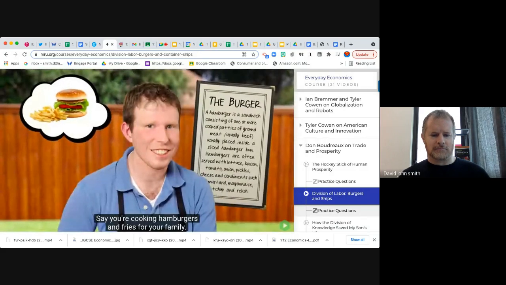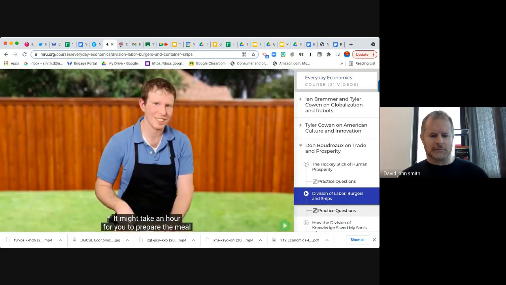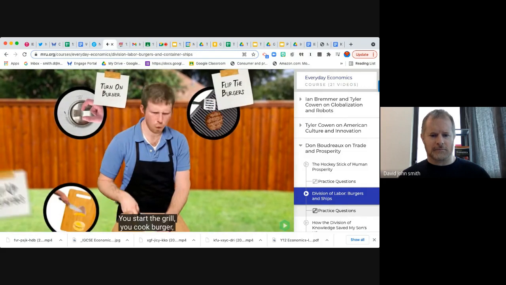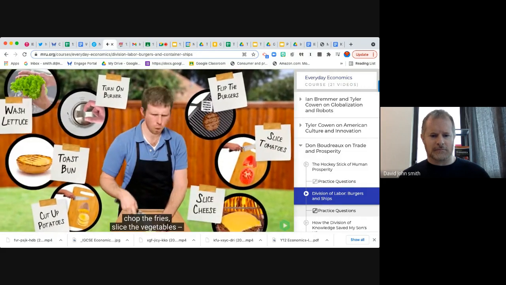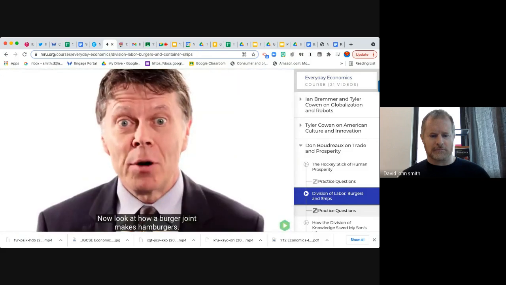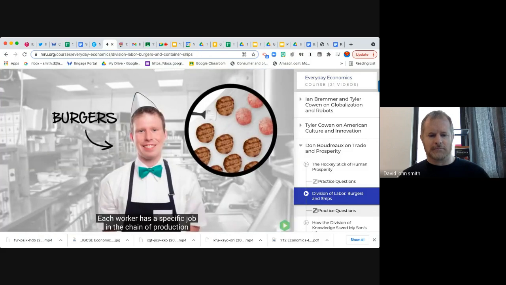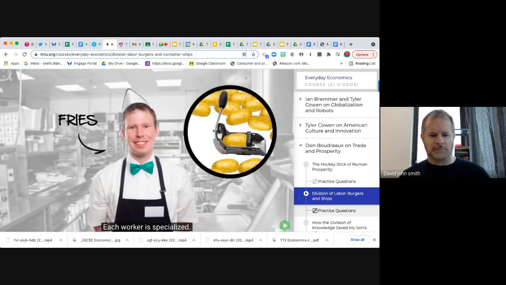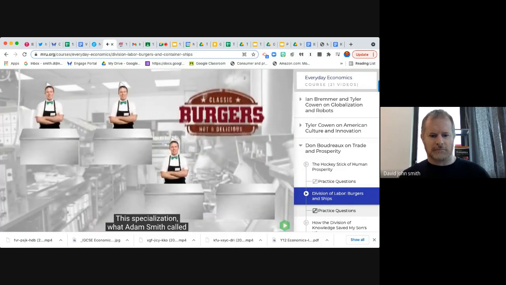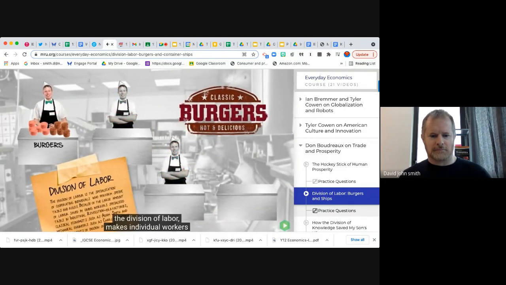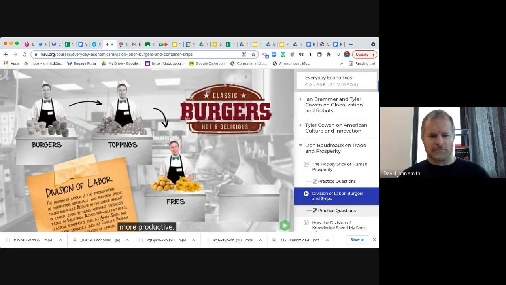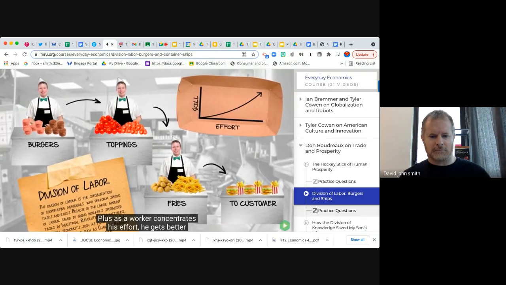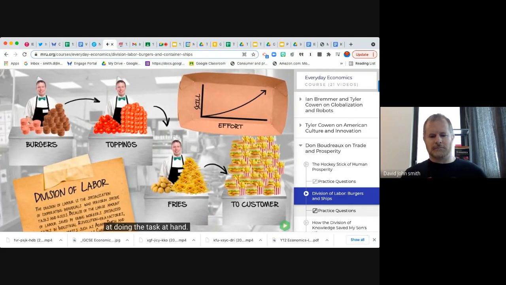Say you're cooking hamburgers and fries for your family. It might take an hour for you to prepare the meal because you individually do everything. You start the grill, you cook the burgers, chop the fries, slice the vegetables, on and on and on. But now look at how a burger joint makes hamburgers. Each worker has a specific job in the chain of production that serves burgers and fries to its customers. Each worker is specialized. This specialization, what Adam Smith called the division of labor, makes individual workers more productive. No more lost time switching between tasks. Plus, as a worker concentrates his effort, he gets better at doing the task at hand.